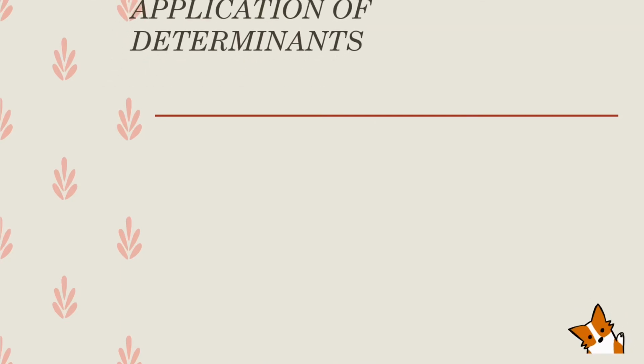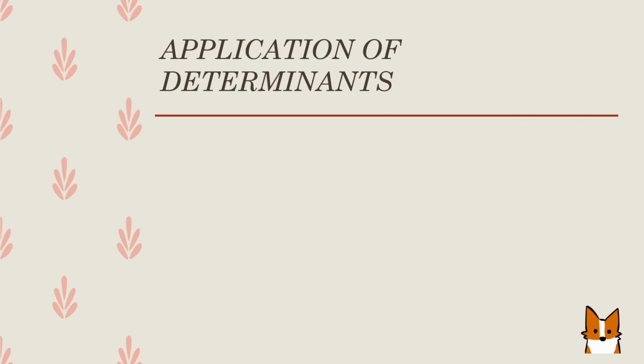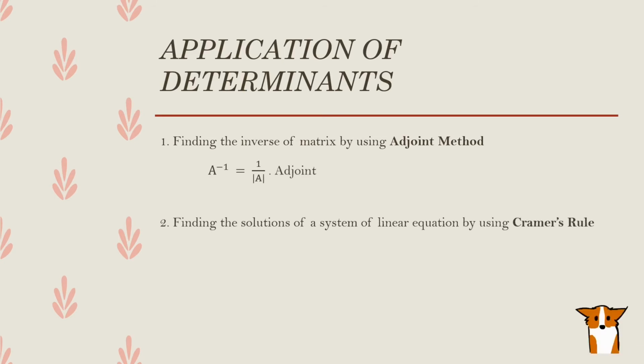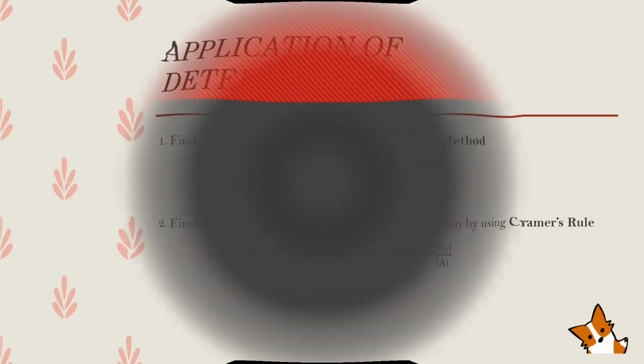Moving on to the application of determinants. We can apply the concept of determinants in number 1, finding the inverse of matrix, which is also involving adjoint method. Number 2, finding solution of a system of linear equations. Here, we are going to use Cramer's rule. Question 1. Find the inverse by using adjoint method.